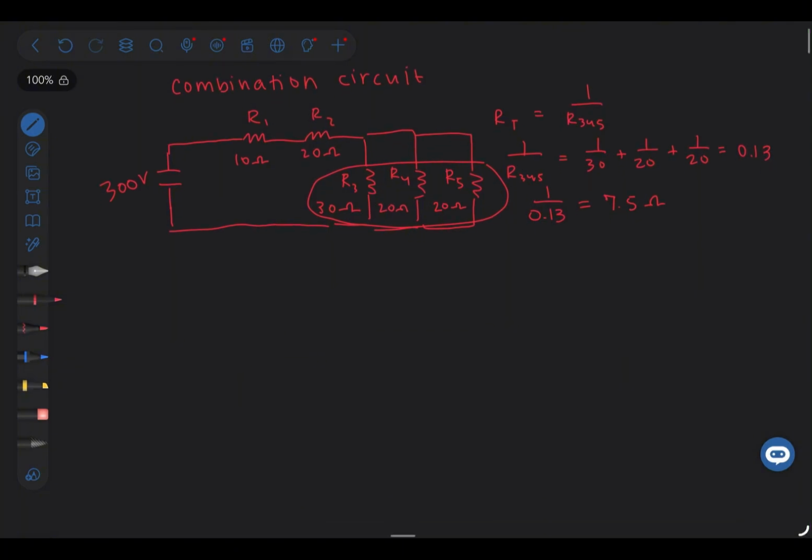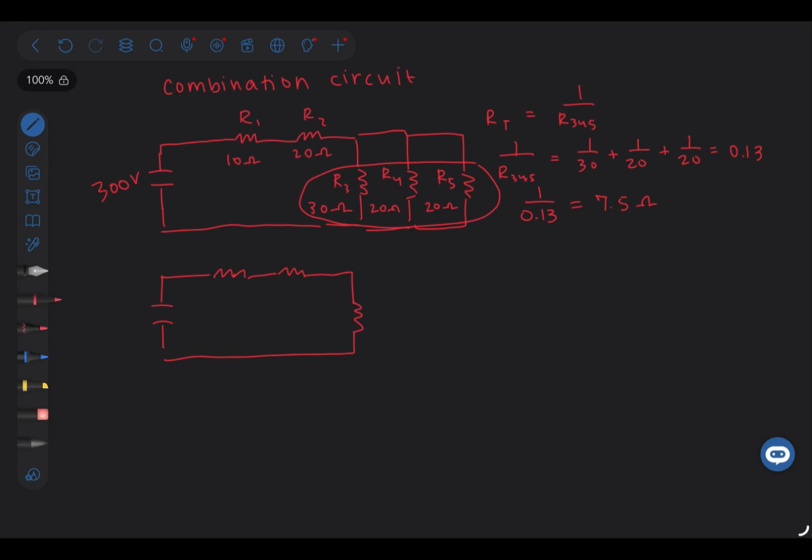And now you want to redraw the circuit. So now we're going to draw it like that. Just the same as before. But this time, it's going to be 7.5 because it's the combination of these three. This is still 10, and this is still 20. This is R1, R2, and now this is called R3, 4, 5. Voltage is still the same.